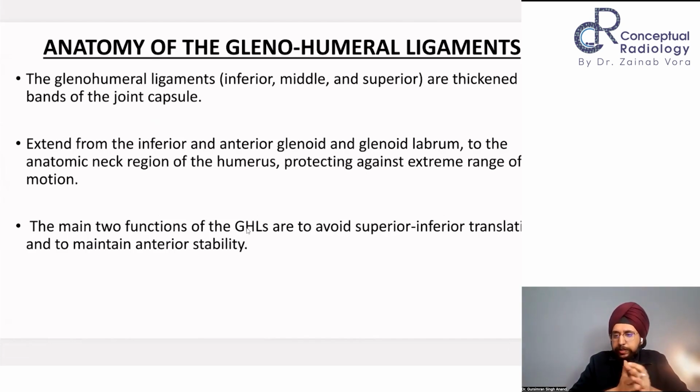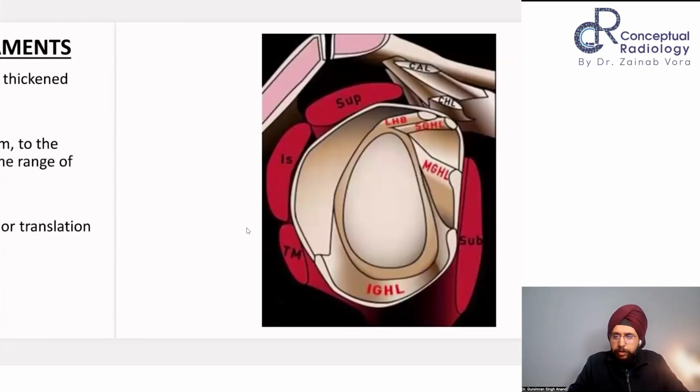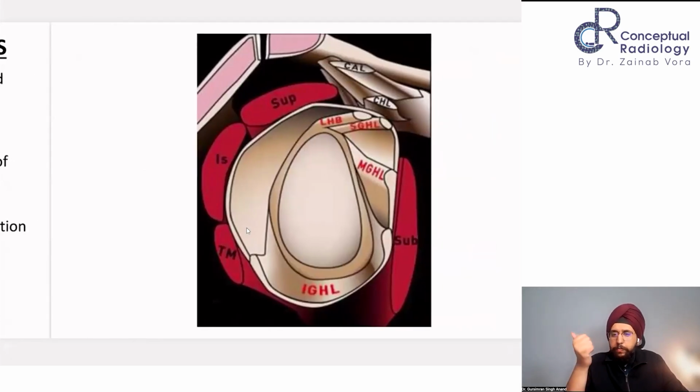So glenohumeral ligaments, as the name suggests, are nothing but thickenings of the joint capsule, and they extend from the glenoid labrum to the humerus. Okay. So we are not concerned with the particular attachments of these ligaments, but we should know where these ligaments are located. So we have three, which includes your superior, middle, and inferior ones.